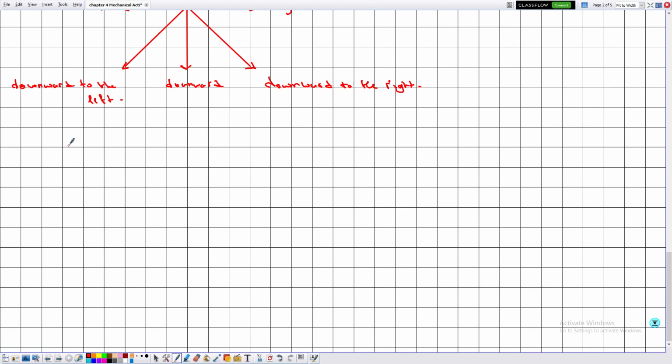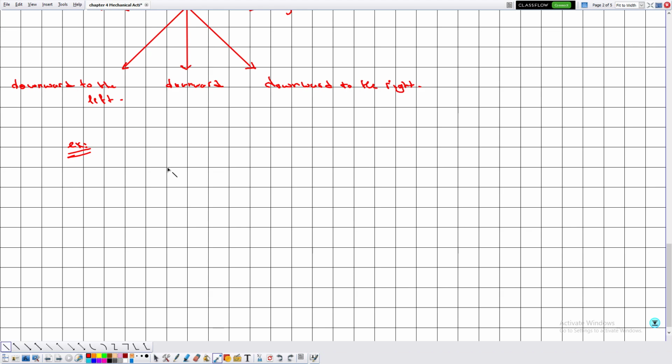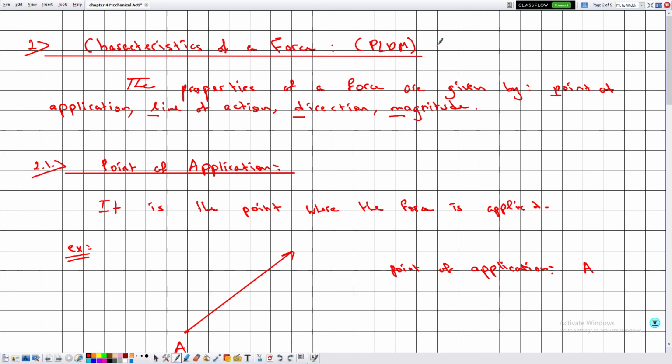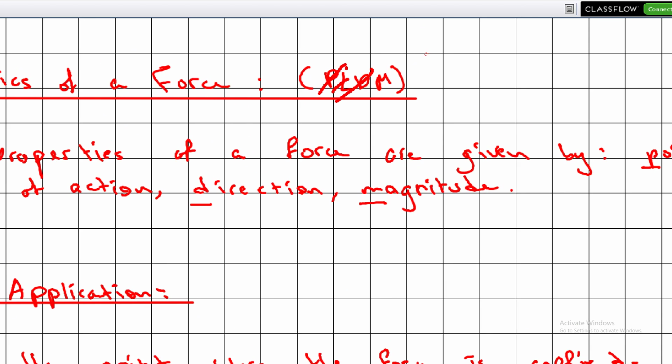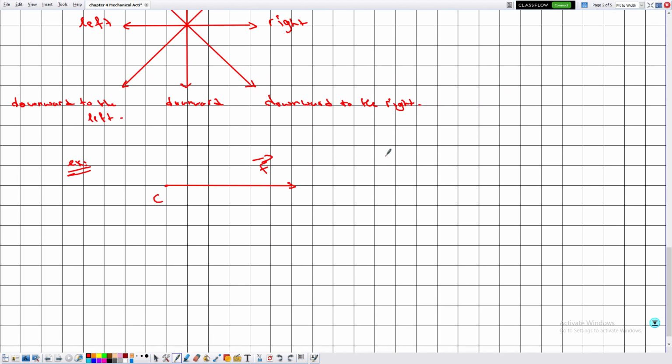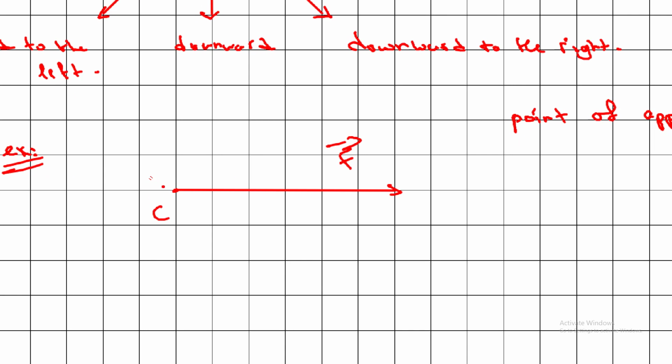So now suppose we have a force, a mechanical action which is represented by this force. Now suppose that this is the head of the vector, this is the force F, having a point of application C. So far we have discussed 3 properties out of 4 and they are given by P, L and D. So let's state them for this example. The point of application is given by the tail, which is the point C.